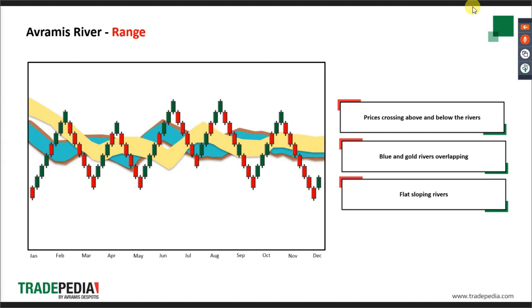So this is how you avoid a trade. You can say that these rivers are also a trend indicator. It works best when the market is trending, and you can avoid trading when it's moving sideways.